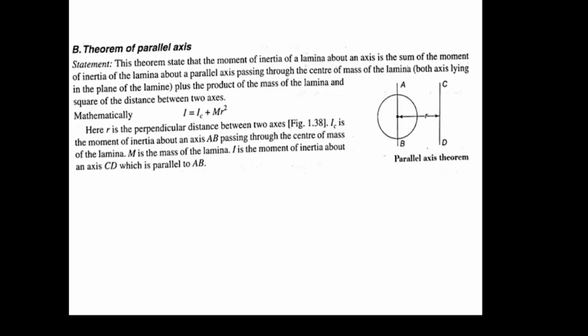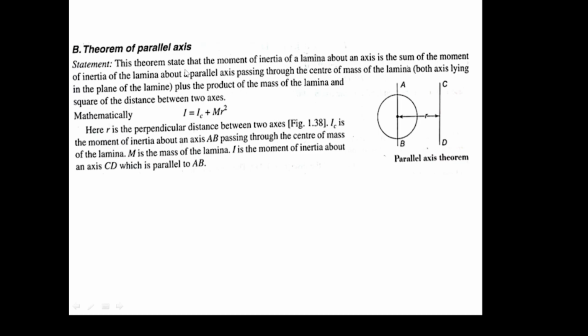Now the second theorem is the parallel axis theorem. Suppose this is a fixed axis CD, about which the moment of inertia is taken. There is an axis AB passing through the center of mass of the lamina, M is the total mass of the lamina, and r is the distance between the AB and CD axes.